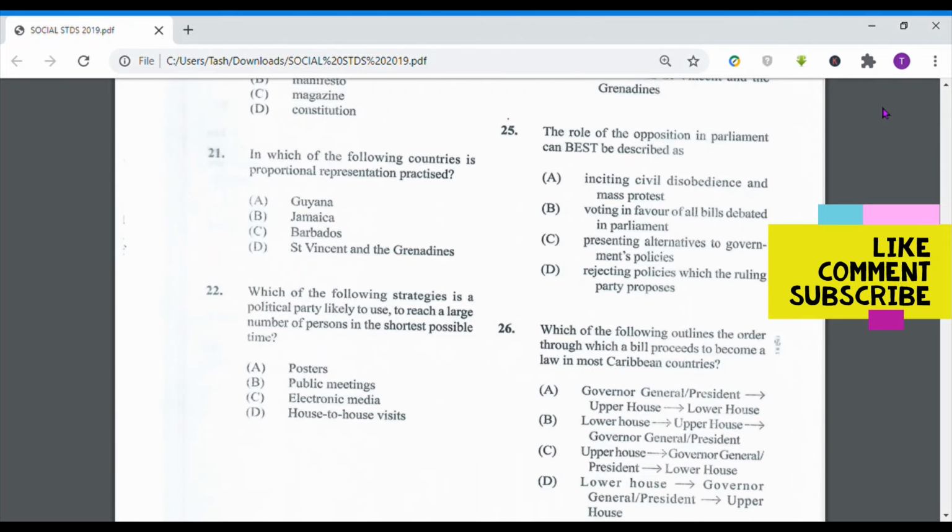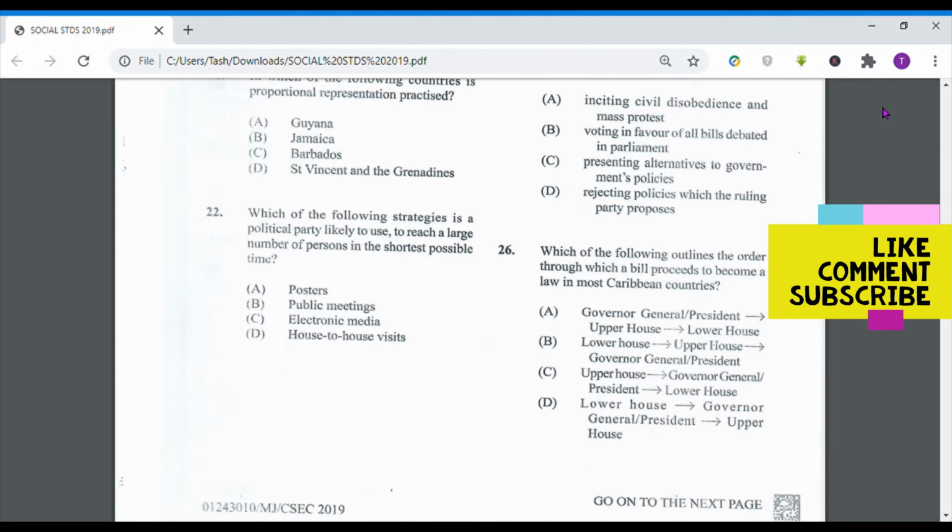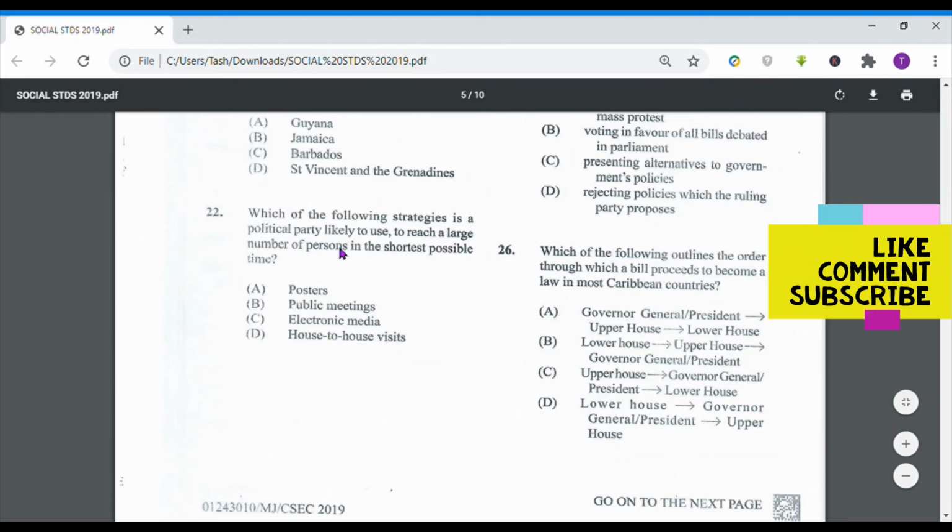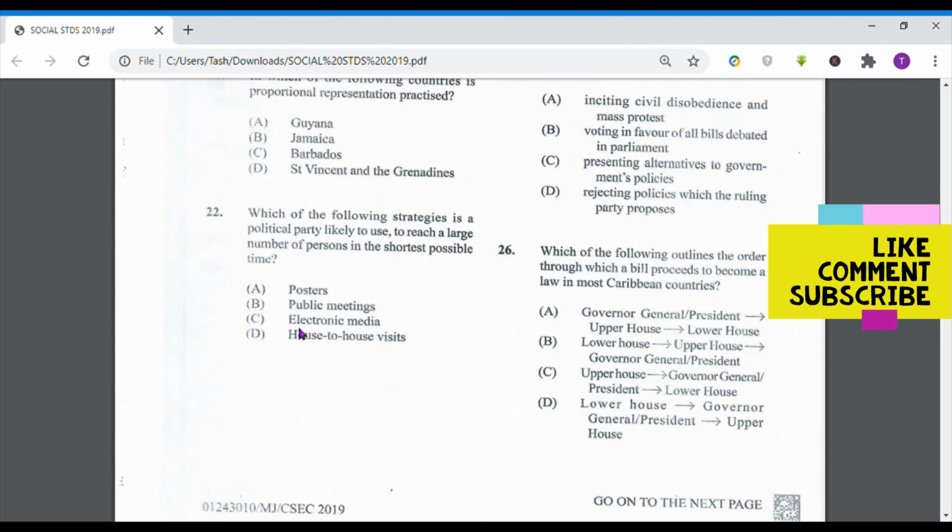22. Which of the following strategies is a political party likely to use to reach a large number of persons in the shortest possible time? So they can use posters, public meetings, electronic media, house-to-house visits. The question said in the shortest possible time to reach a large number of people, so that would have to be electronic media. So for 22, the answer is letter C.